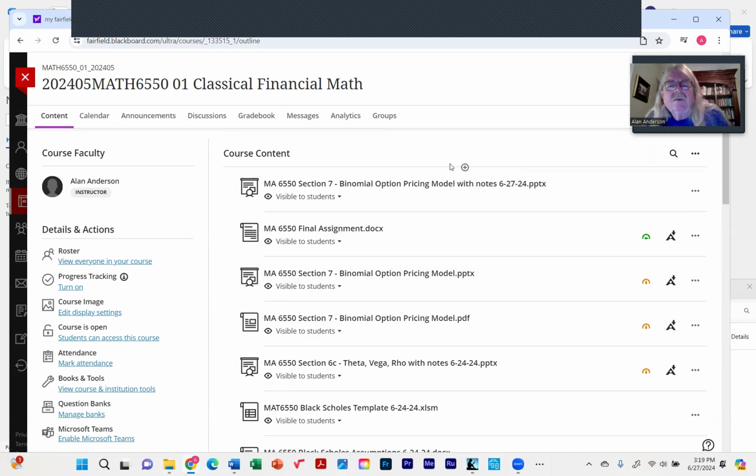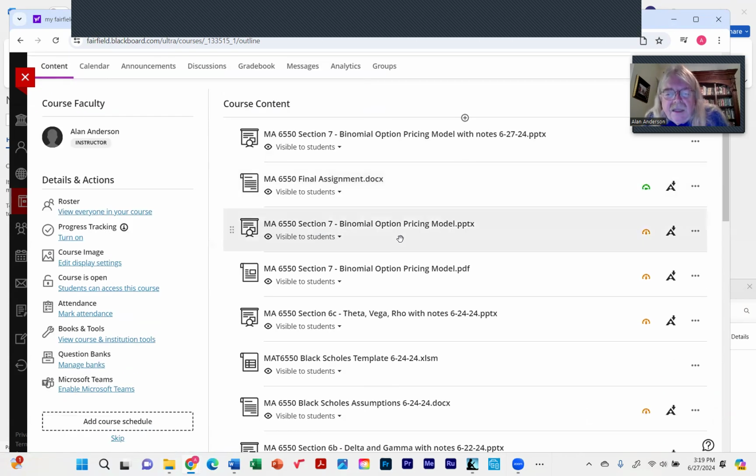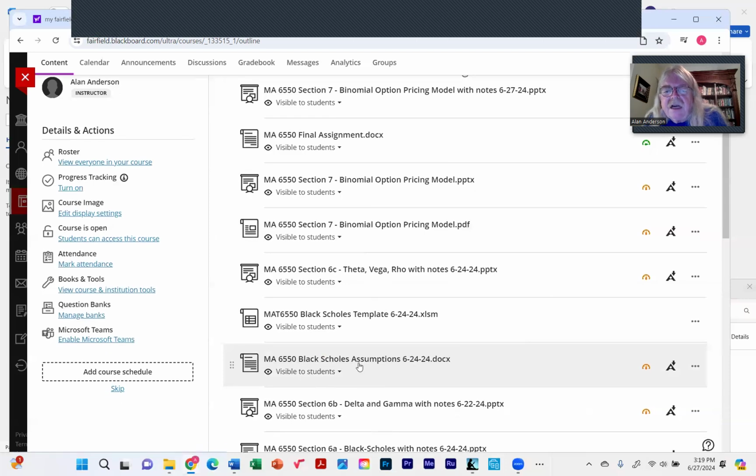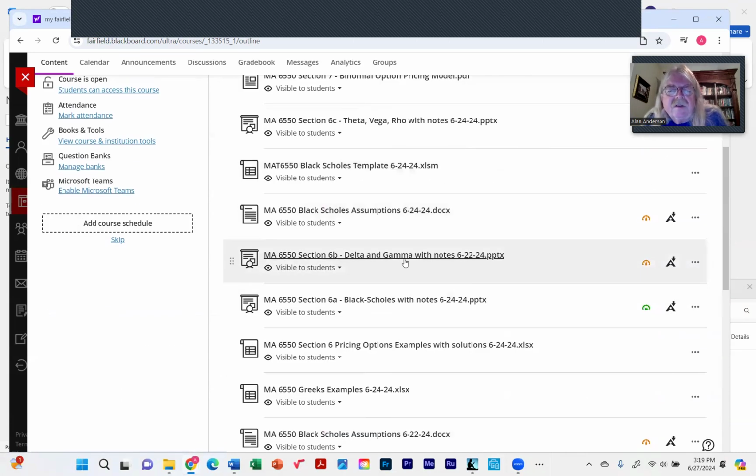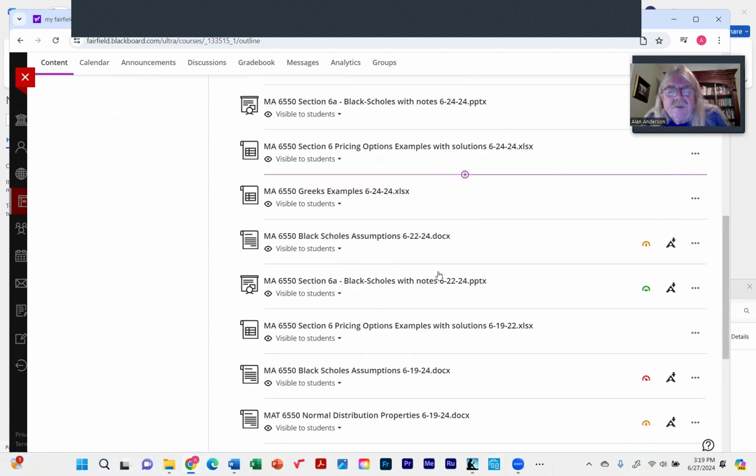All right, so that's the results of doing the option pricing model, the binomial option pricing model. This is the one that asks you to price two options, two Black-Scholes options with the Black-Scholes model. And then this is the template. This is that document I wrote out where I was writing out all the assumptions. And then we have all the different notes. So it should all be here.